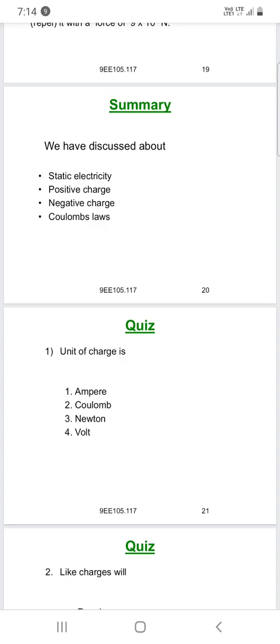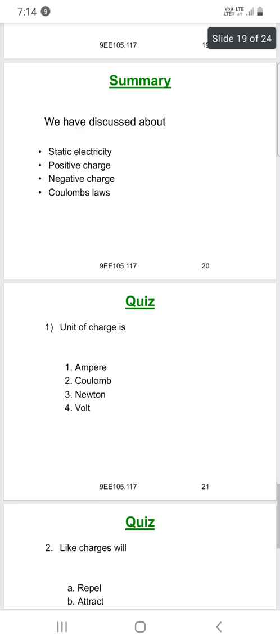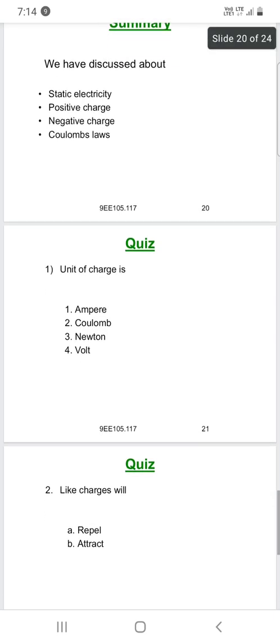Next, Coulomb's law. If Q1 and Q2 are placed in air at a distance of d meter, then the force exerted between the two charges is directly proportional to the product of their charges and inversely proportional to the square of the distance between the two charges. This force is exerted whether the charges are positive or negative.